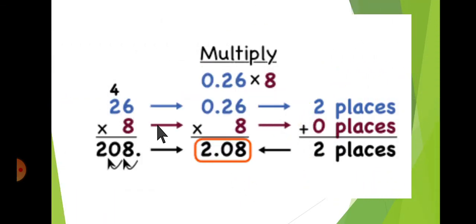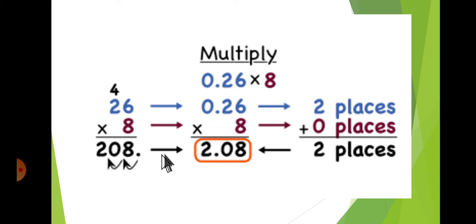Let's see with an example, you can understand very easily. There you have one decimal number and another in whole number form. 0.26 is in decimal form and 8 is in whole number form. According to the first step, we ignore the decimal and do a simple multiplication like whole numbers. 26 multiplied by 8 gives 208.